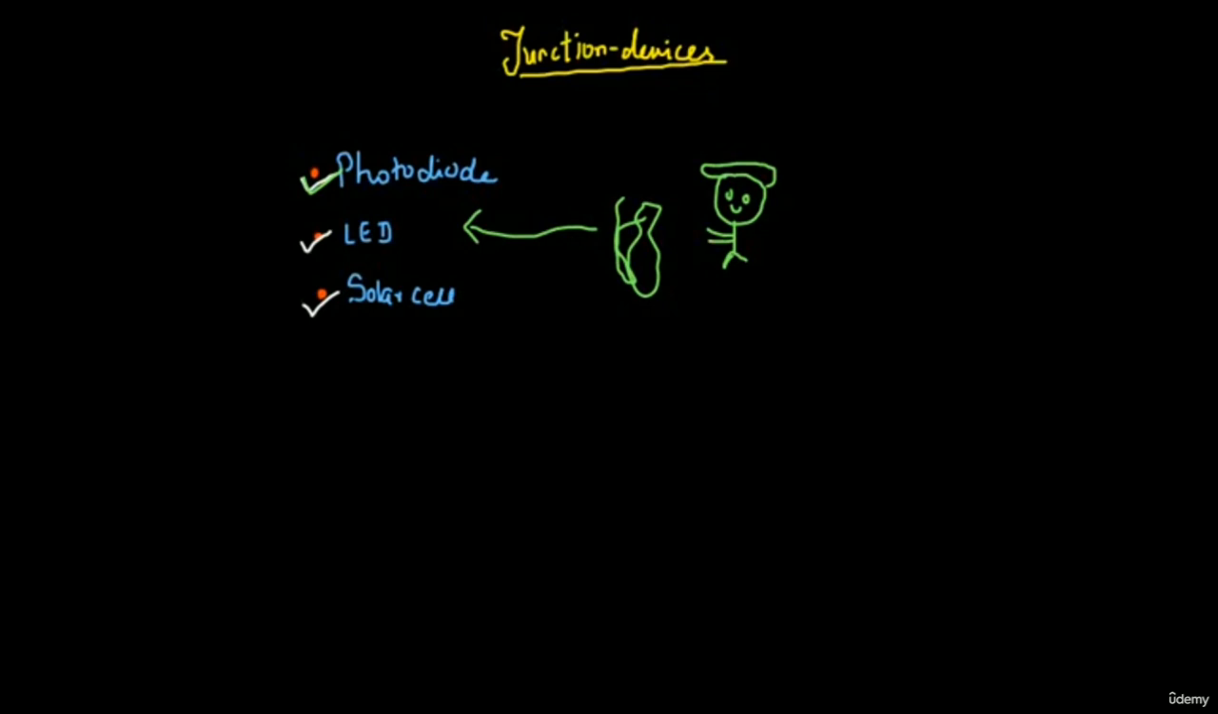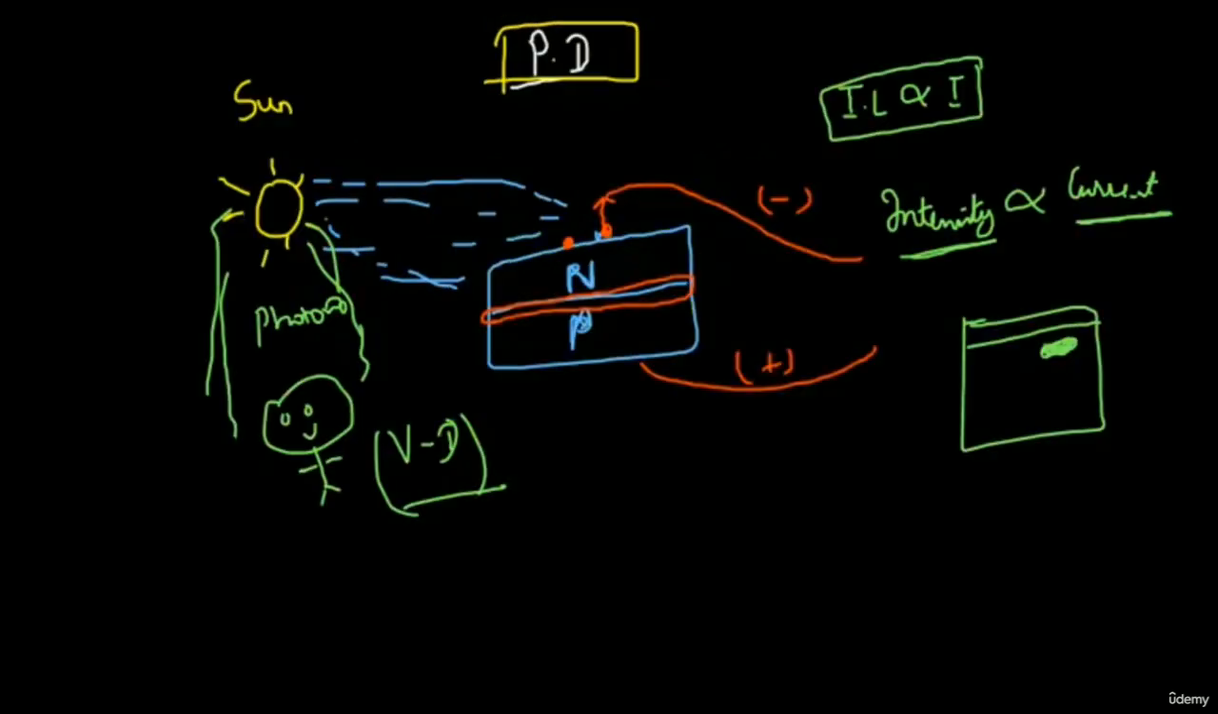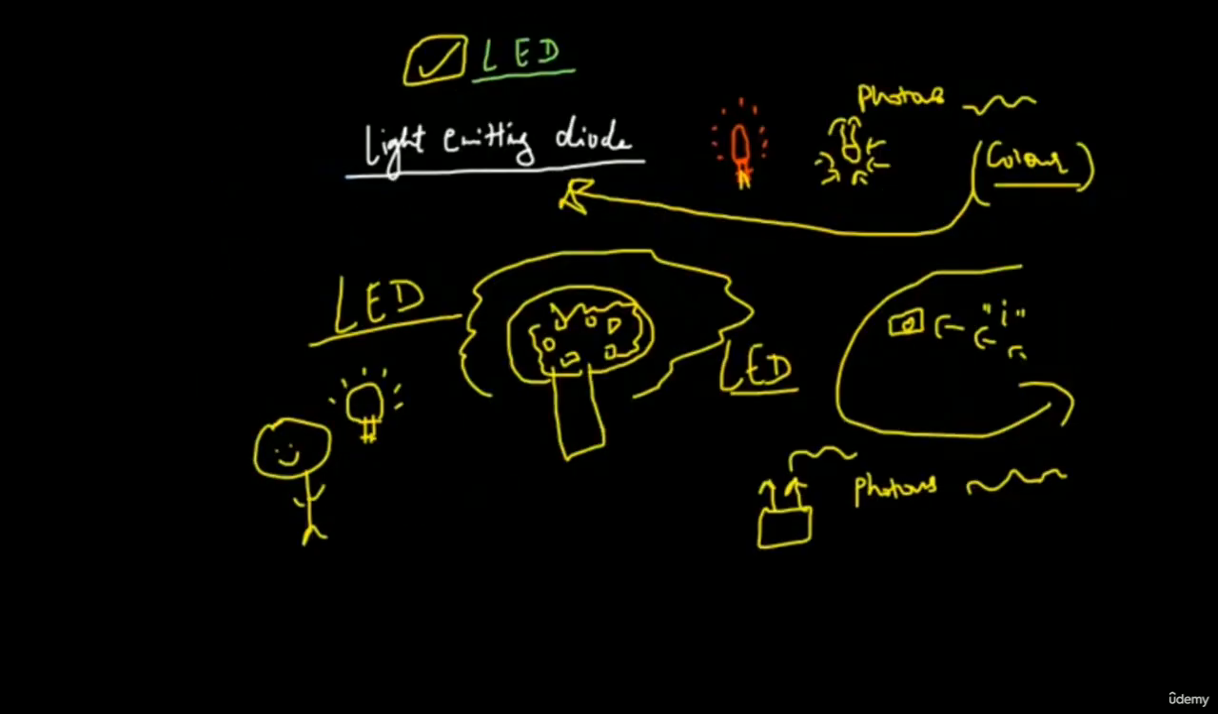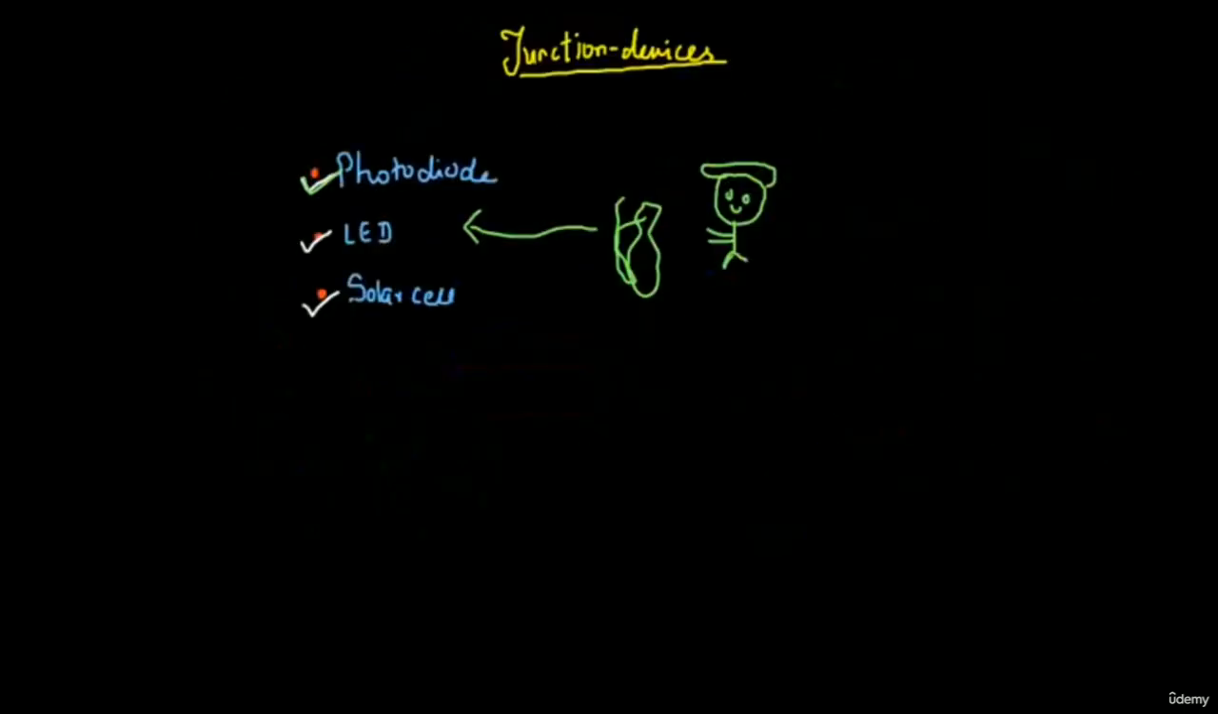About the solar cells: as we have seen, the photodiodes and the light emitting diodes, so it's not rocket science, right? But let's learn about the solar cells, which are quite obvious ones. So what are solar cells?